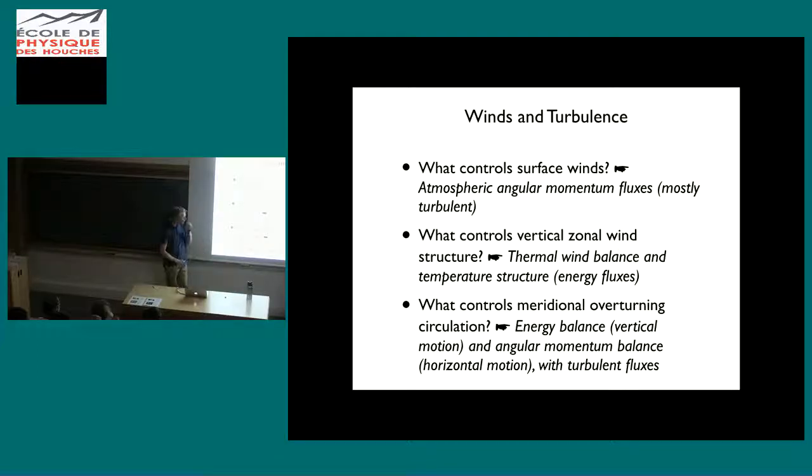If you want to go north-south, you need to pay an angular momentum price. It's really the direct analog of the energy price for going up and down. So you need turbulent angular momentum fluxes to move air masses north-south. Or some angular momentum fluxes, and mostly they're turbulent. It can be angular momentum fluxes associated with the mean flow that matters near the equator in a pretty small region.